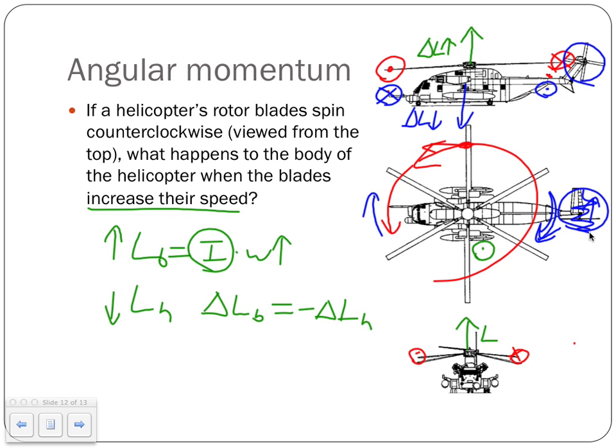Now, of course, if we decrease the speed of the blades, then the opposite would happen: our delta L for this would be negative, and that would mean our delta L for the other one would be positive. Then the body of the helicopter would start rotating in the opposite direction, and we'd have to counter it with a torque back in the other direction using the tail rotor.